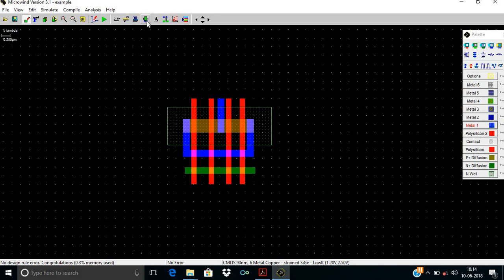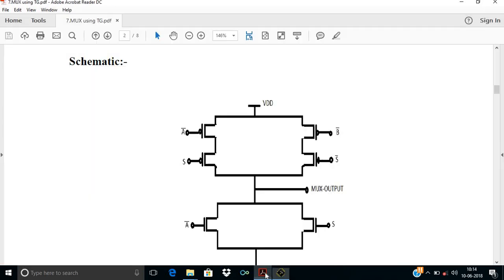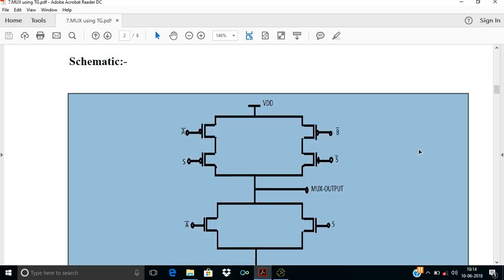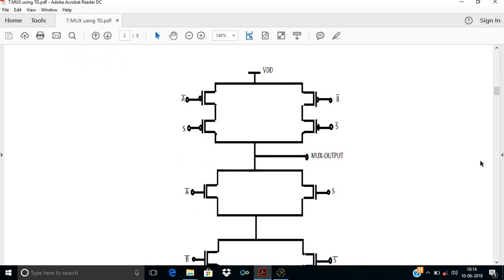First of all, we will draw all the connections, then put the contacts. After this connection is completed, now the A bar and S drain are connected together, and the edges are shorted. Here you can see how to make this connection.